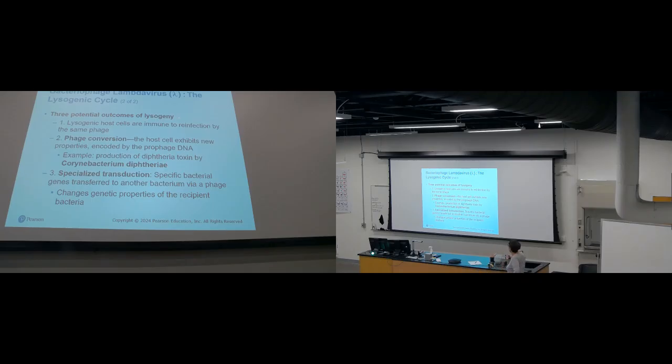So then out of lysogeny, I was kind of getting ahead of myself. Out of lysogeny, which is that cycle where you replicate the DNA of the virus together with the host cell DNA, you can have three potential outcomes. Well, the first one would be that the lysogenic host cells are immune to reinfection from the same phage. So your bacterial cells develop immunity. And if you remember, one way to develop immunity is by having restriction enzymes.